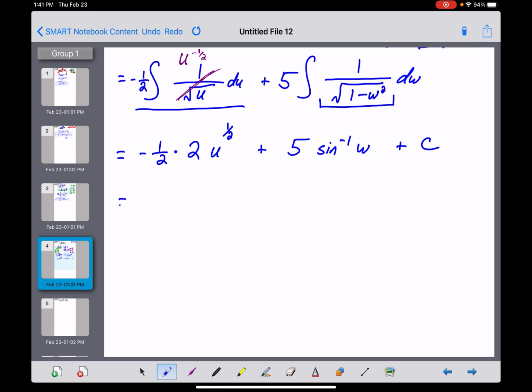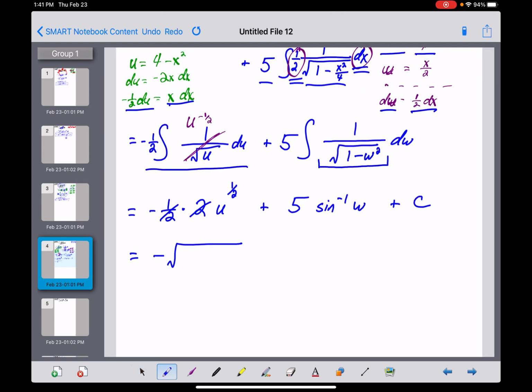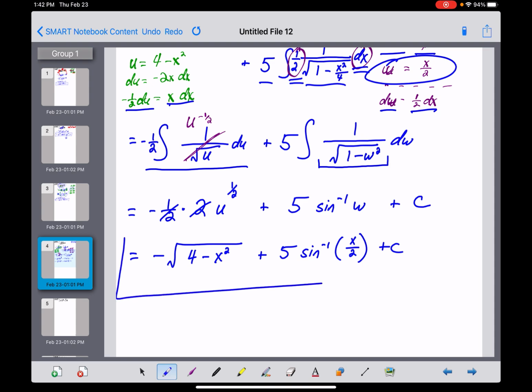So let's clean this up, guys. Maybe one step and we're done here. The 1/2 and the 2 cancel out, so we have an opposite of. U to the 1/2 becomes the square root of, and I forgot what u was, everybody, right there in green, 4 minus x squared. Okay, so that will go right there. And then we've got a plus 5 times the inverse sine of w, which was right here. W was x over 2. A plus c at the end, and I don't think there's anything else we can do to simplify that. So that should be our answer here for problem number 51.